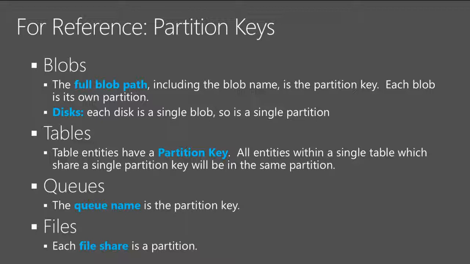Disks, a disk is a blob, and so a disk is a single partition. That'll become important when we talk about getting great scale out of Azure disks. Tables. Table entities are the obvious one. We actually have something named partition key, so that one's fairly straightforward. Each partition key you use is a single partition. Again, no problem with having millions or tens of millions of partition keys, even within a single table. That's totally fine. Queues, it's a single queue name, and files, each file share is a partition.